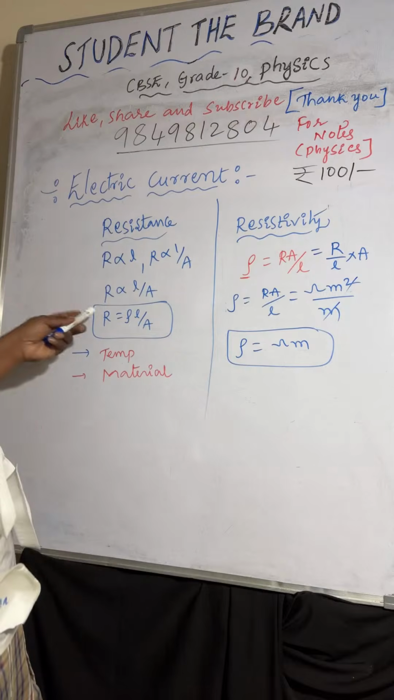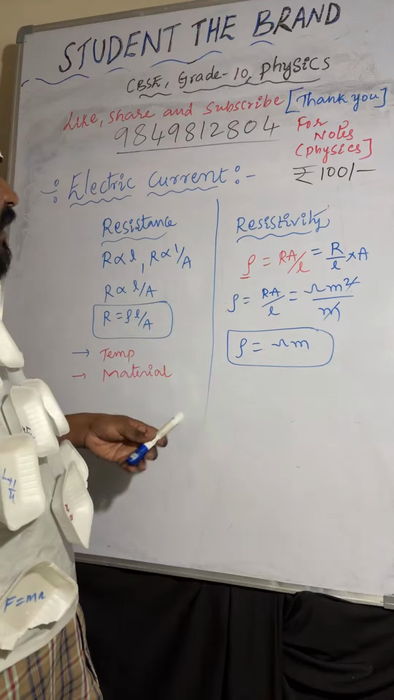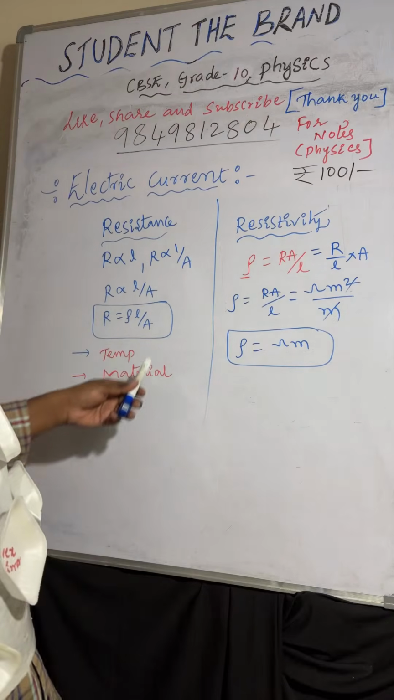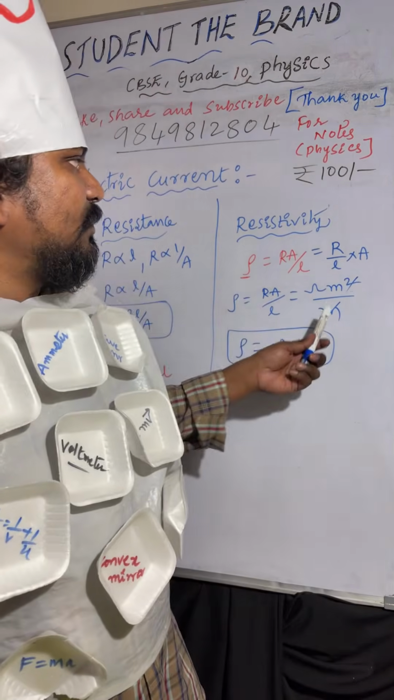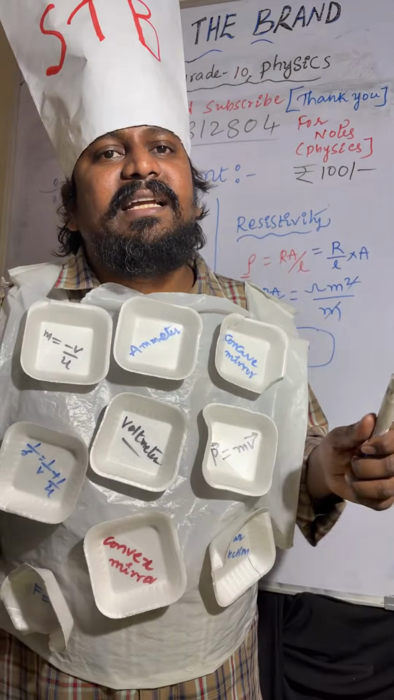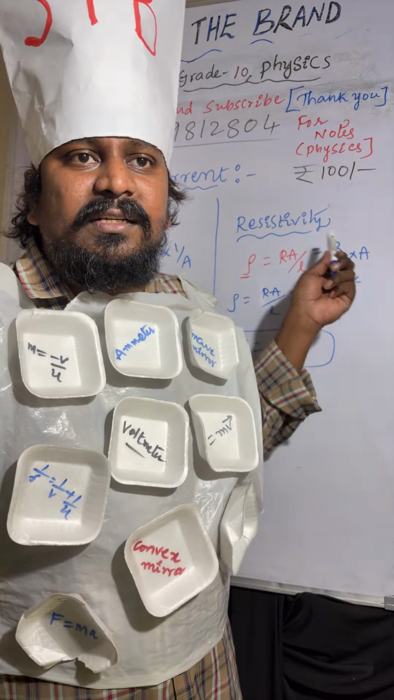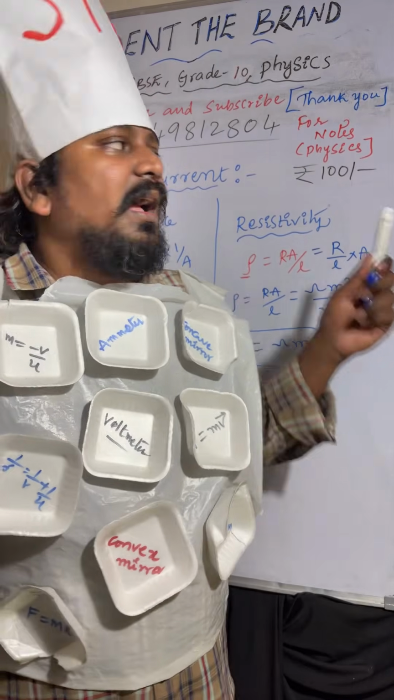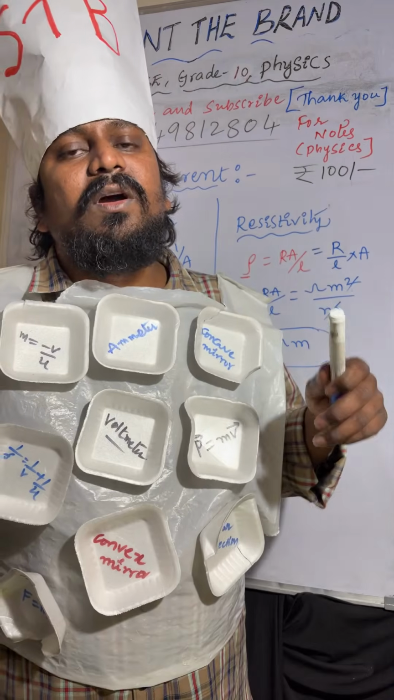So R is directly proportional to L by A. R equal to rho into L by A. Resistance depends on temperature, and resistance depends on the material of the conductor. And here you can observe resistivity. Resistivity is equal to the resistance of the conductor per unit length and unit cross-sectional area. Rho equal to R by L into A.